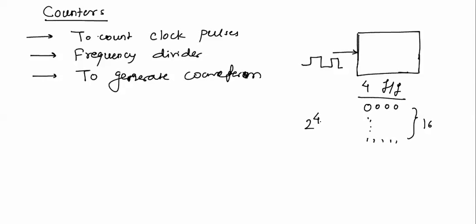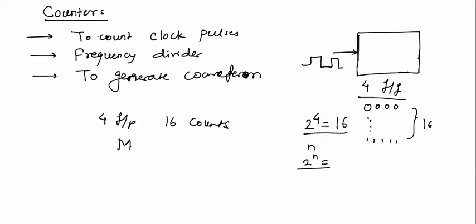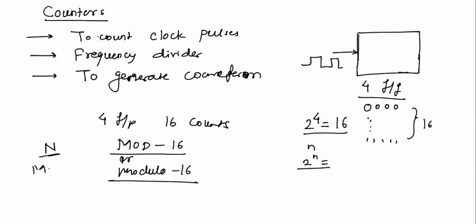So for 4 flip-flops there can be a maximum of 2^4 equal to 16 counts. If there are n number of flip-flops, then the maximum count will be 2^n. For example, if there are 4 flip-flops, 16 counts, this counter will be called a mod 16 or modulo 16 counter. Means the number of counting states will be the mod number. If there are n counts, then this will be called a mod n counter.